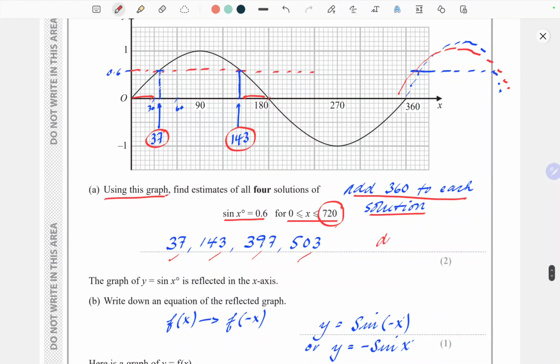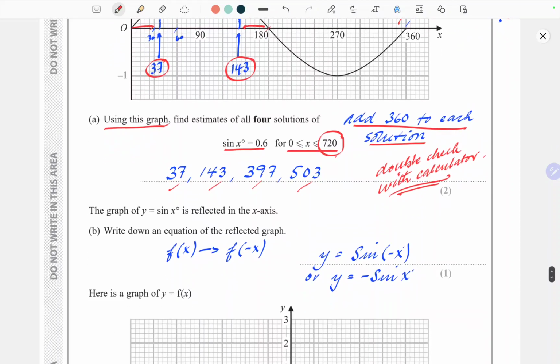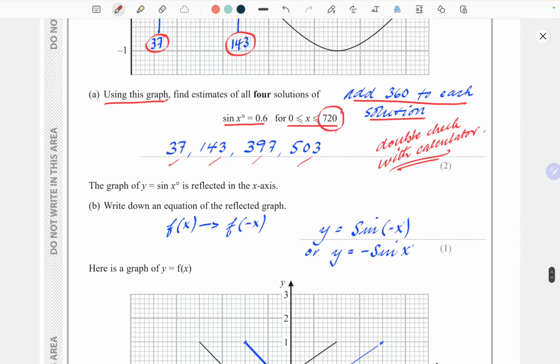Double check with a calculator. In case you're not sure about the value you've read off the graph, if it might be too high or too low, double check just to be sure of what you're reading off the graph. You're perfectly well allowed to do that. You've got a calculator available. There's no rule against it, but you must show it on the graph in any case.